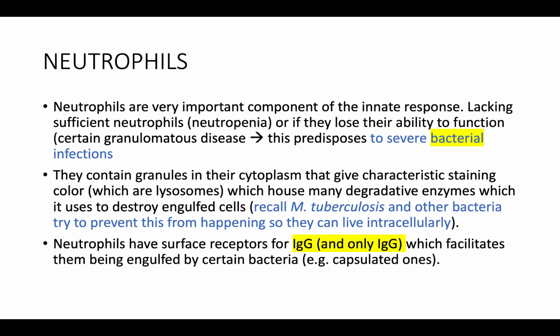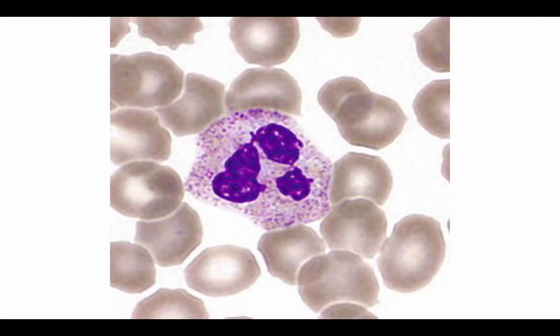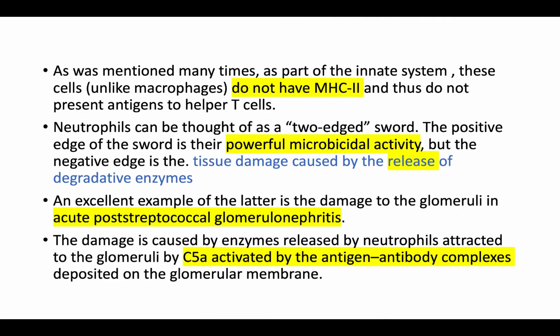Neutrophils are very important. Not having them will predispose someone to severe bacterial infection. So lacking sufficient neutrophils, neutropenia, or chronic granulomatous disease. They contain granules in the cytoplasm which give them this staining, you know this from pathology, I think. And they have receptors for IgG, and only IgG will facilitate their ability to engulf bacteria. So you know this from your hematology. As we mentioned many times, they do not have MHC2.